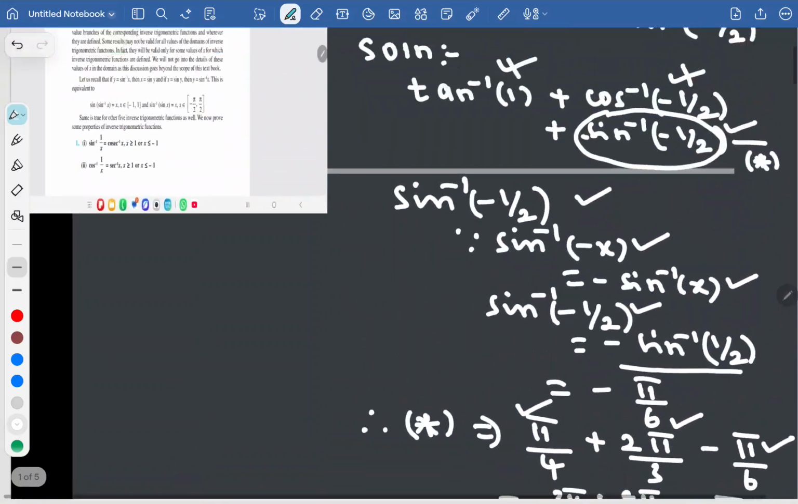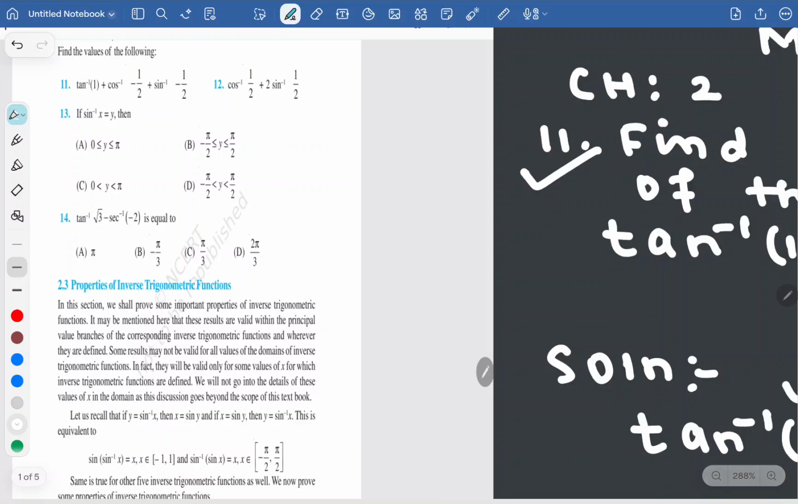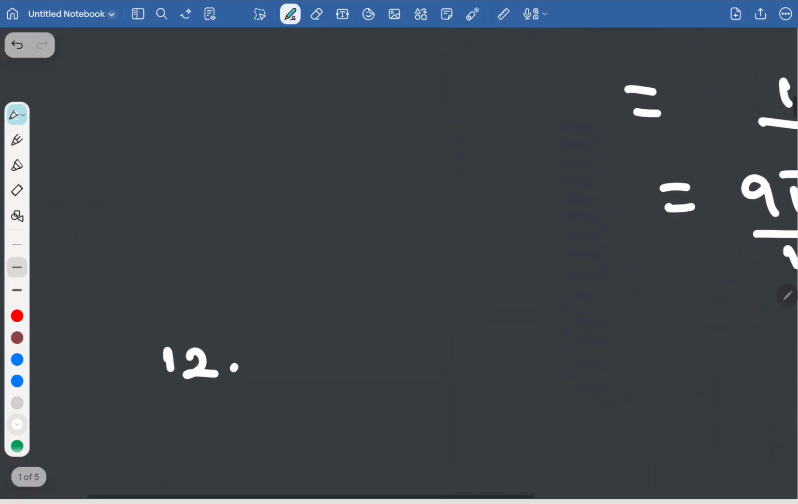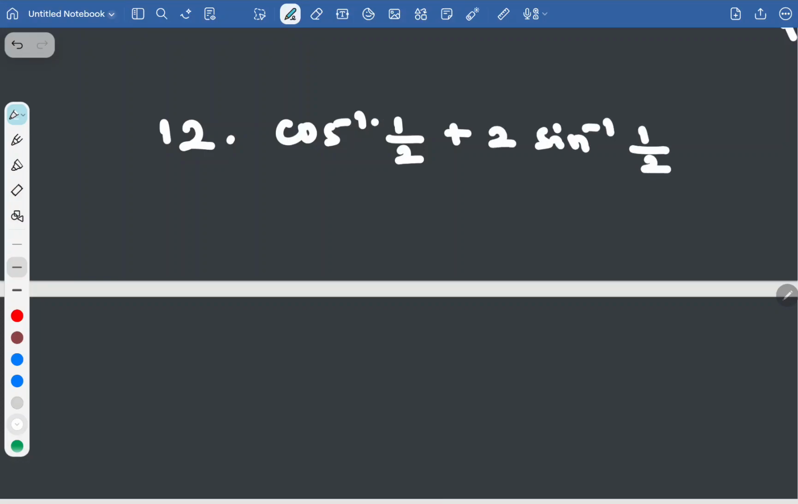Now I am going to discuss the 12th one. It is given as cos inverse of 1 by 2 plus 2 sin inverse of 1 by 2. We have to find the value of cos inverse of 1 by 2 plus 2 sin inverse of 1 by 2. Both are positive. Solution.